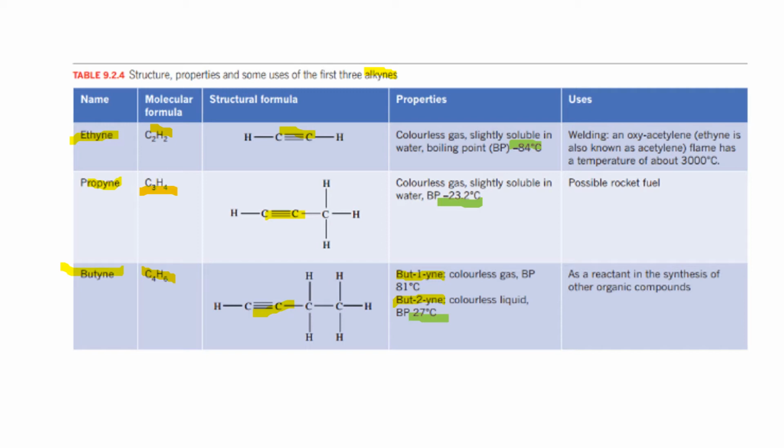When we are talking about uses, ethyne is used for welding, so it can be used for equipment at very high temperature. Propyne is used for rocket fuel, and butyne is used as a reactant in the synthesis of other organic compounds. So there is a general idea of what alkynes are. Moving on to the next slide.